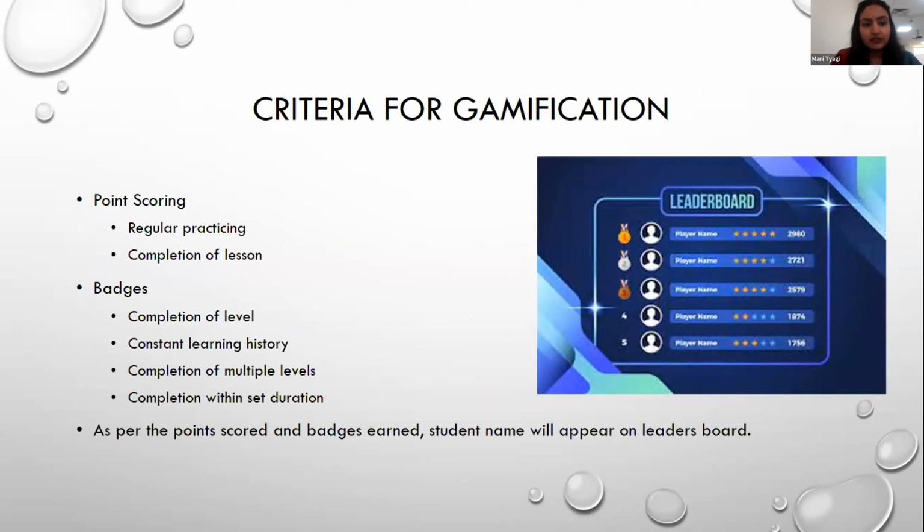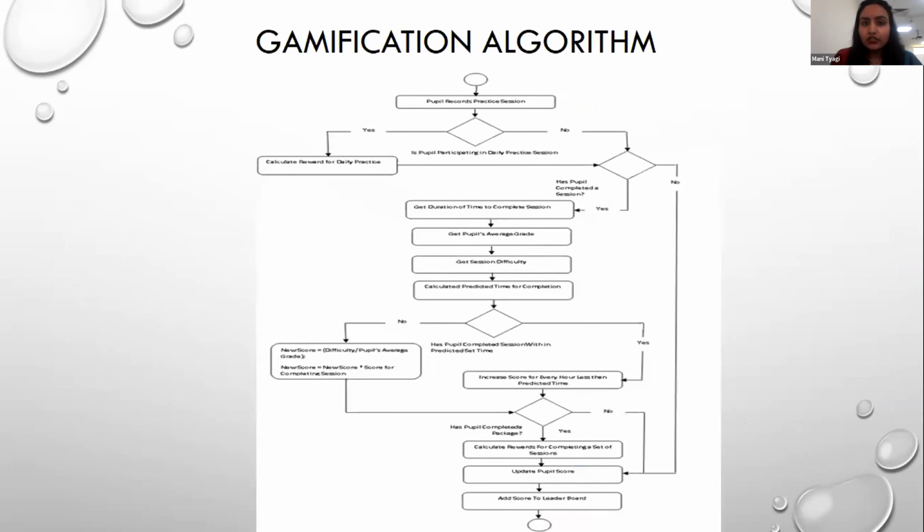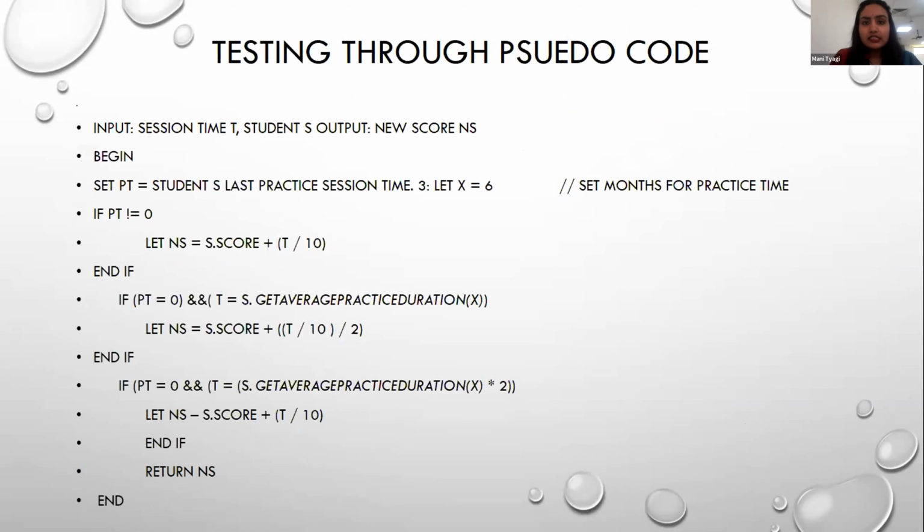Badges are allotted to the students for the completion of the levels, constant learning history, how many multiple levels they have completed and how much duration they have spent while completing all the activities. And according to the badges and the score points which the student earns, the name will appear on the leaderboard, as you can see in the picture. This is the algorithm we have made for the gamification. And this is a pseudo code we have made to test the algorithm.